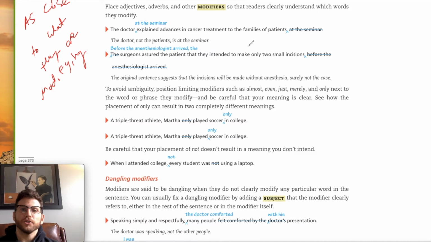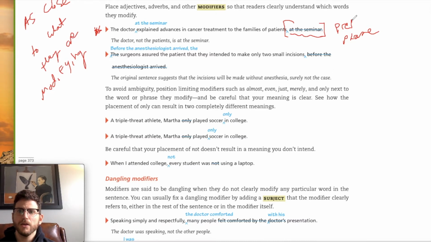Okay, so notice the correction here. We are taking the modifier, which is at the seminar. At the seminar is a prepositional phrase. Remember we said every prepositional phrase begins with a preposition, which is at in this case. And at would be a preposition of either space or time. In this case, it's a preposition of space because we're talking about at a seminar. So at is our preposition, the seminar is our object, and together they make up our prepositional phrase.